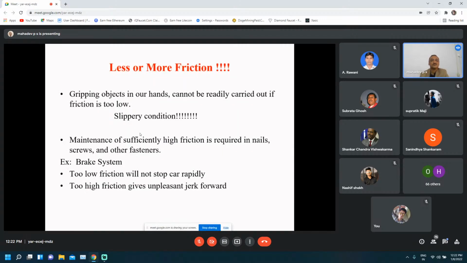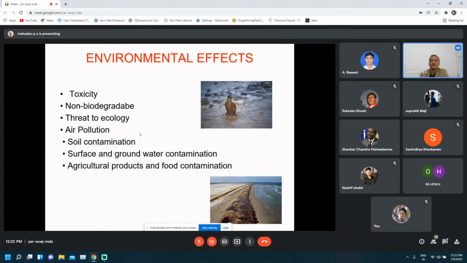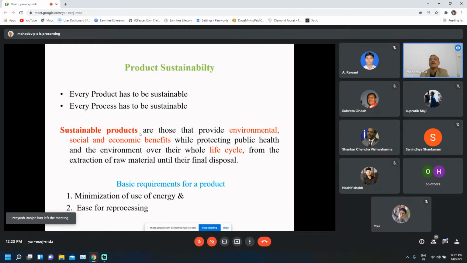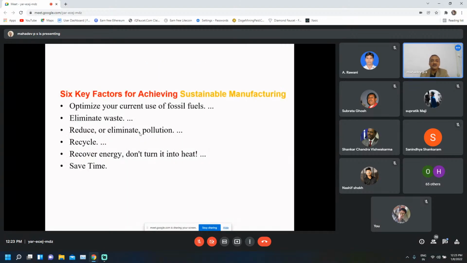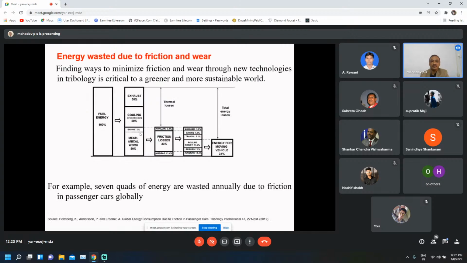Okay, so these are the environmental effects which we have to take care of when we use tribological applications in industry or anywhere else. Every product has to be sustainable, every process has to be sustainable. So there are 6 key factors for achieving sustainable manufacturing; concentrate on this. Optimize your current use of fossil fuels, the petrol and diesel. Eliminate waste by using reduce, reuse, recycle, recover, the 4 R's, and save time.